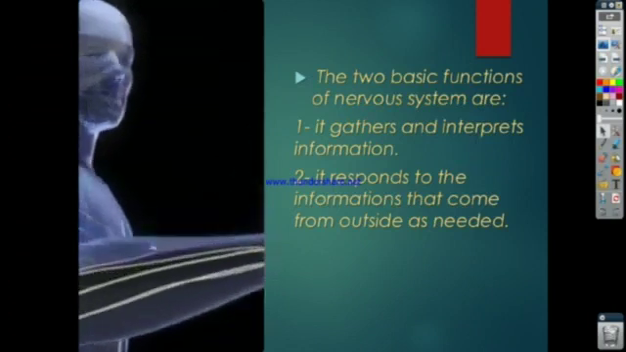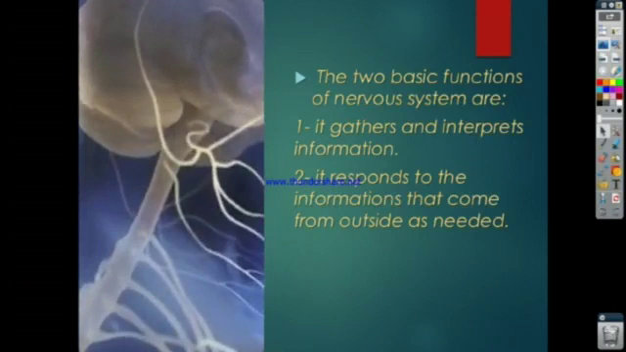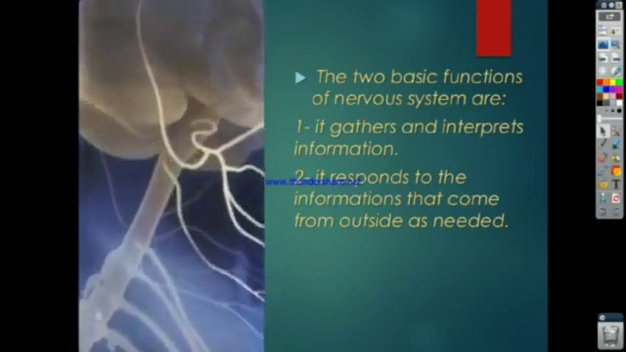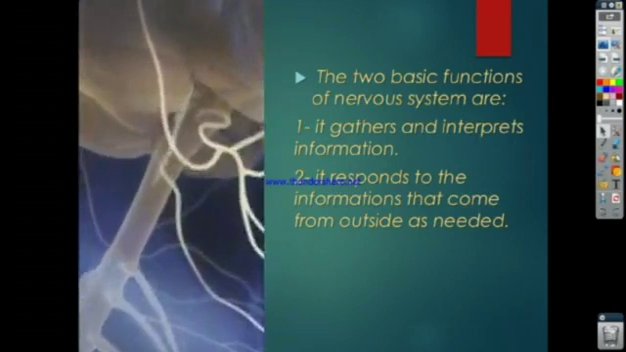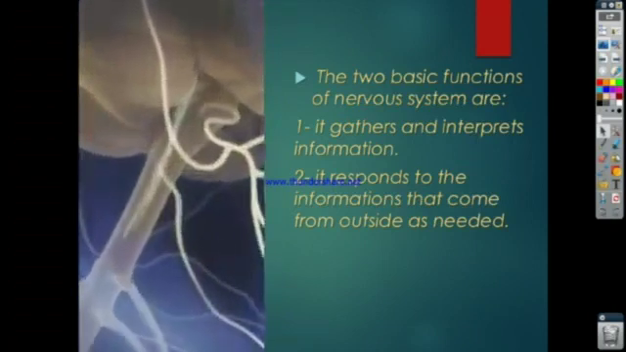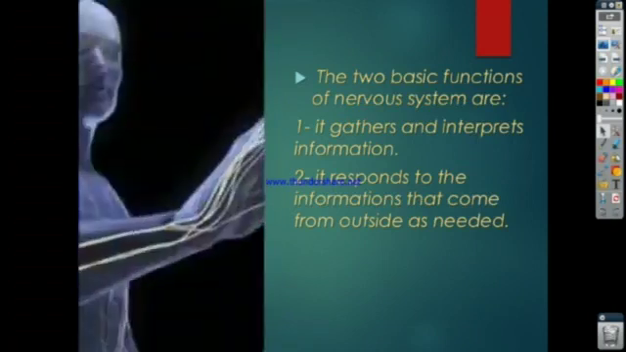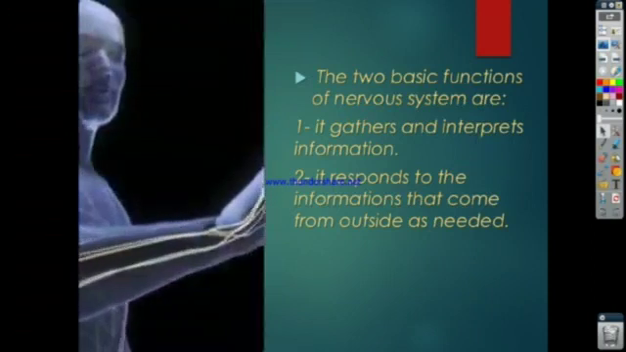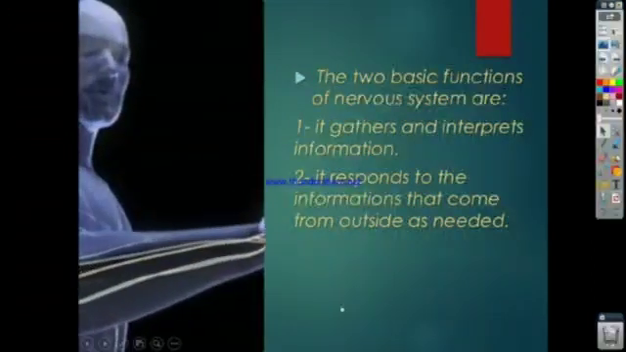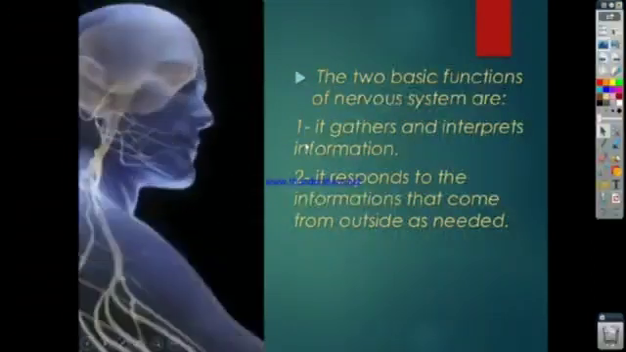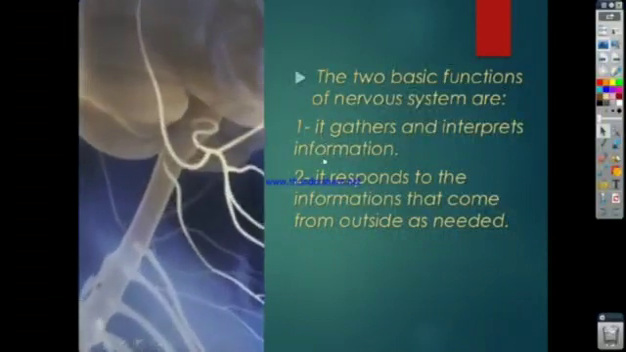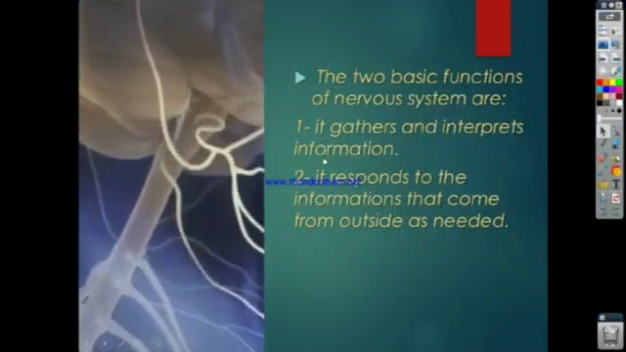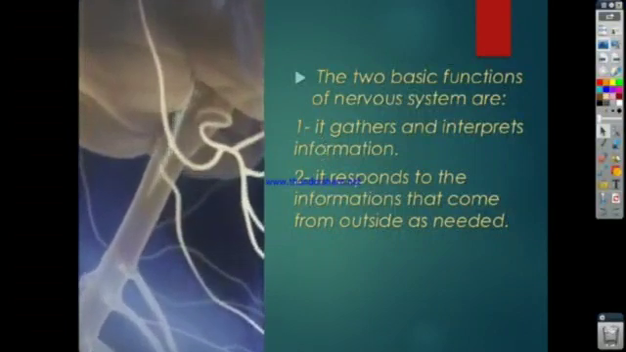As we know, all activities we do involve our nervous system. Actually, the nervous system acts as the body's central command post. The two basic functions of the nervous system are: it gathers and interprets information, and it responds as needed to the information that comes from outside.